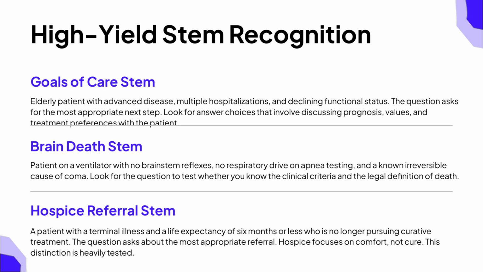Second, the brain death stem. Look for a patient on a ventilator with no brainstem reflexes, no respiratory drive on apnea testing, and a known irreversible cause of coma. The question tests whether you know the clinical criteria and the legal definition of death. Third, the hospice referral stem. Look for a patient with a terminal illness and a life expectancy of 6 months or less who is no longer pursuing curative treatment. Hospice focuses on comfort, not cure. This distinction is heavily tested.